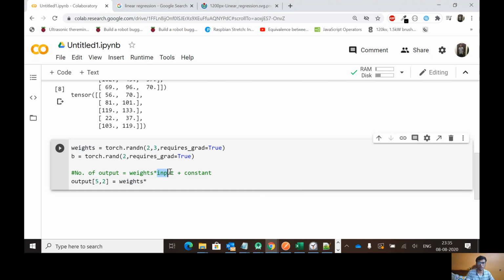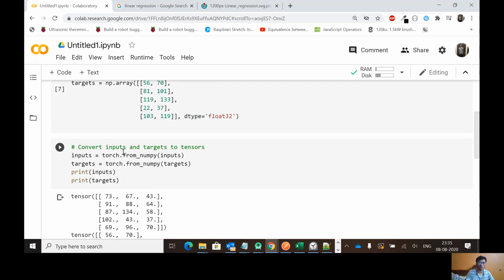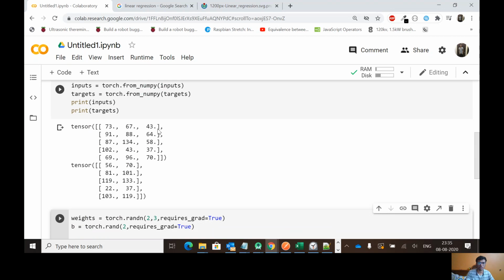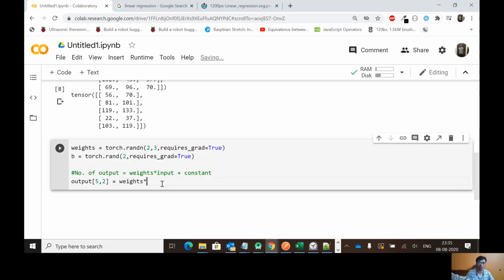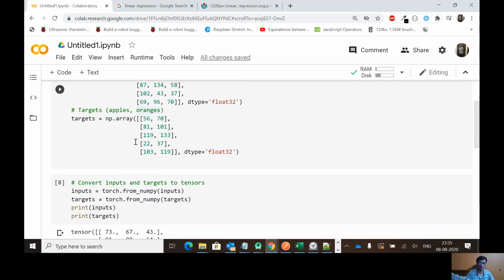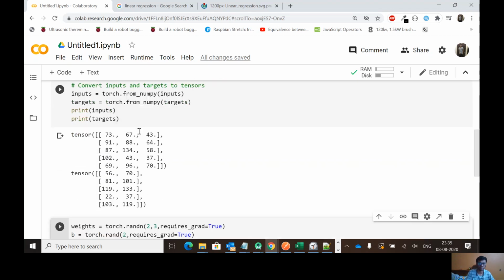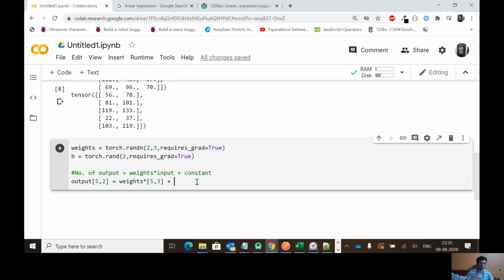Now, what's the dimension of our inputs? Inputs are of dimension 3. There are 3 columns, and there are 1, 2, 3, 4, and 5 rows, so here we have 5 and 3. The constant also we don't know. We have written 2 columns, but we don't know. Okay, so I'm writing.